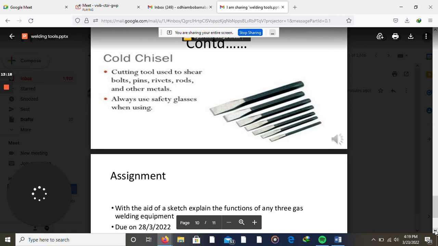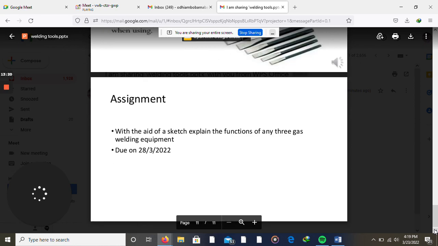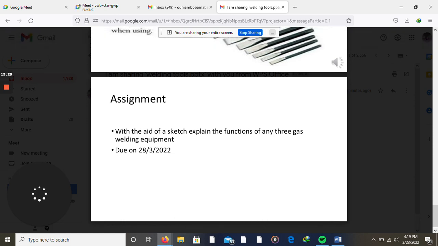So to conclude our lesson, I have an assignment for you, and the assignment reads, because I'm still sharing the screen, as you can see: with the aid of a sketch, explain the function of gas welding equipment. And this assignment is due on 28th this month.